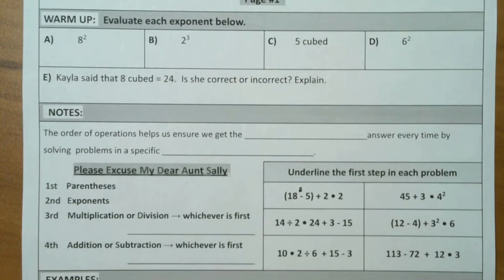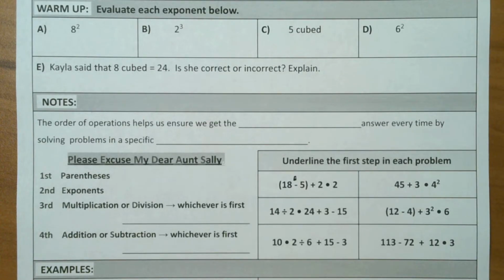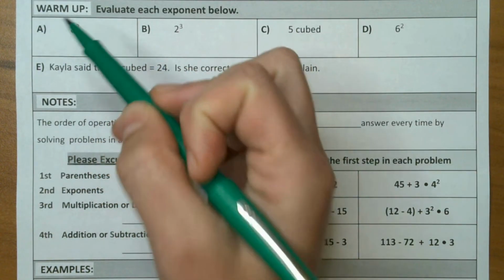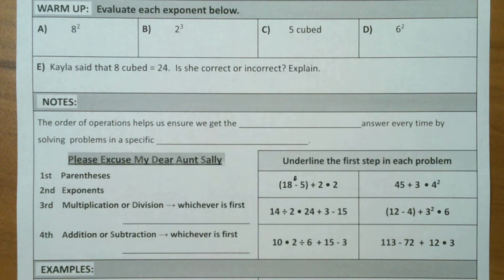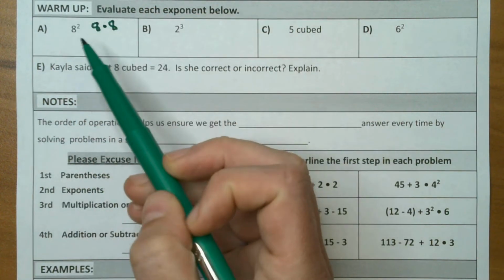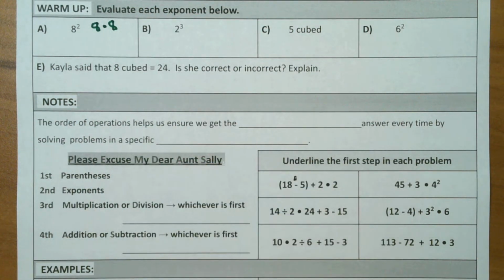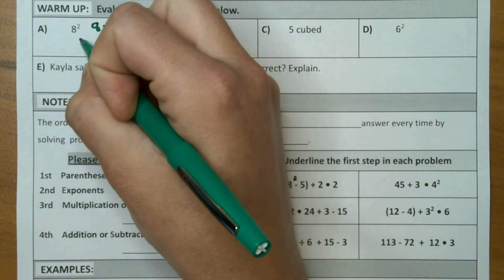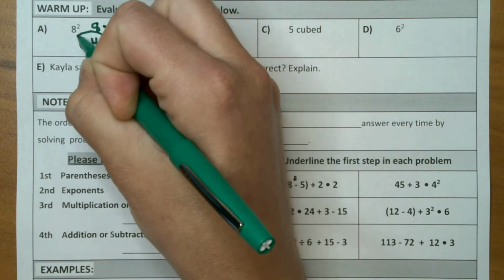Let's take a look at our warm-up. If exponents are unfamiliar to you, I highly recommend going back to level number 1 where we practice exponents the whole video. But let's just get a little bit of practice in here. If I have 8 to the second power, the way I say that out loud is 8 squared. And what that means is 8 times 8. It does not mean 8 times 2. That is the biggest mistake I see. So 8 squared is equal to 64.